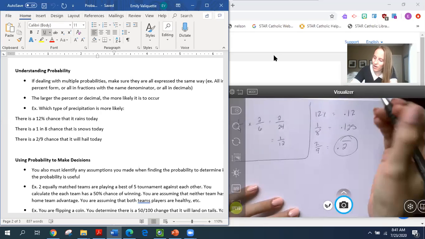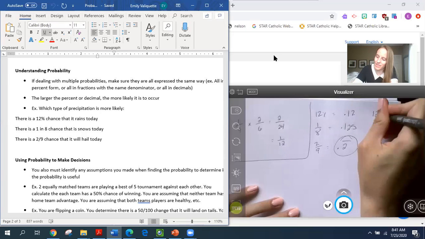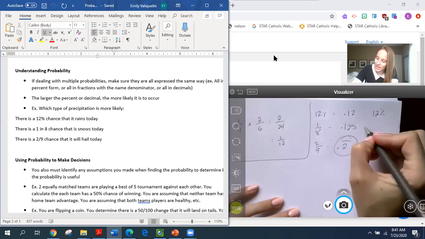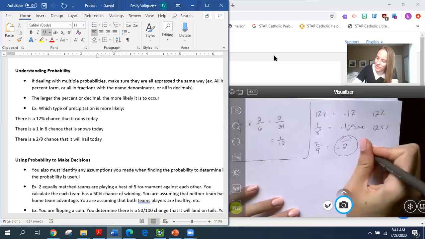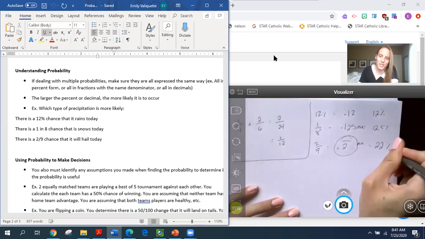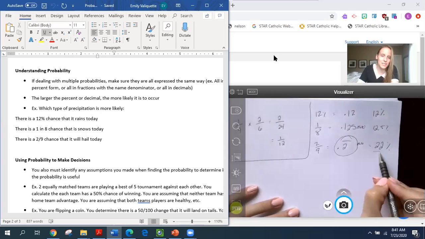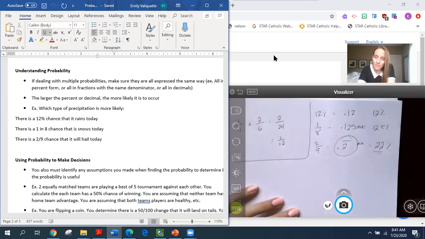And again, you could have all of these in decimal forms. You could have just left that as 12%. If I times this by 100, it would be 12.5%. If I times that by 100, it would be 22.2%. Okay, so that is the one that is most likely. If you were trying to convert them all into fractions, that would be much more difficult because not only would they all have to be in fractions, they would all need the same denominator. So it's much easier to convert them all into decimals or all into percentages.